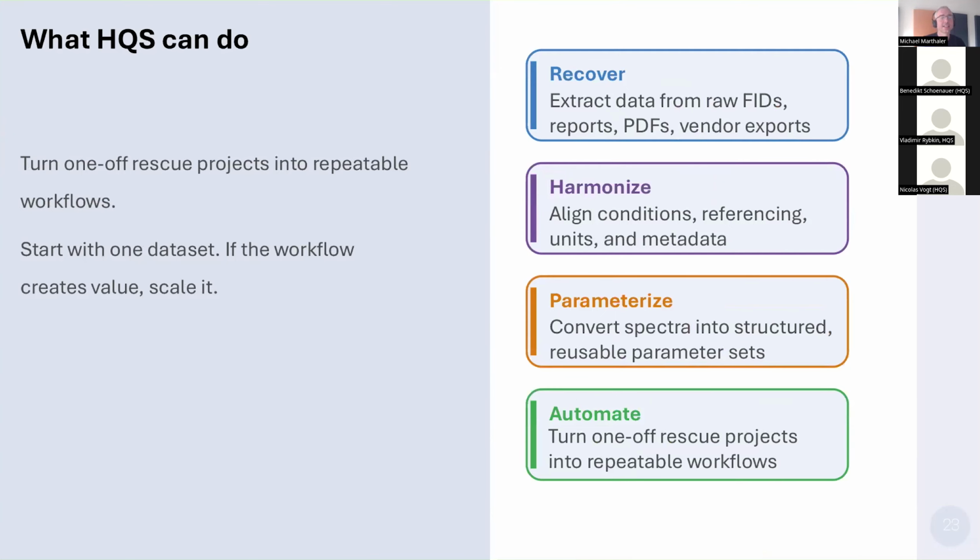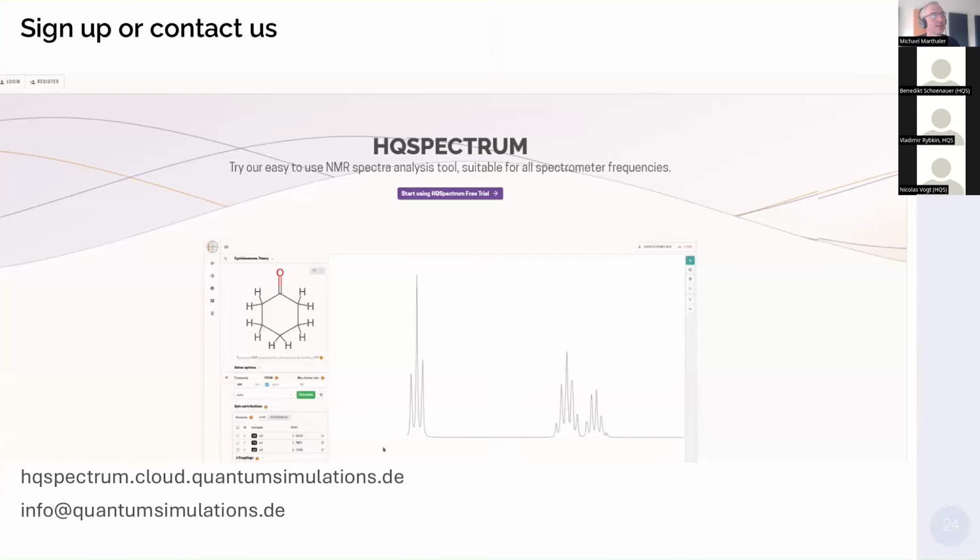And this is also what we can do for you: recover old data. Soon we will also provide Gibbon as a tool to recover data from PDFs, harmonize it into common metadata and referencing units. Very important, parameterize it, and this can then lead to automated workflows that you can use again and again. With this, let me come to an end.